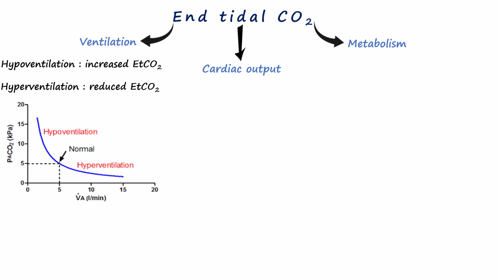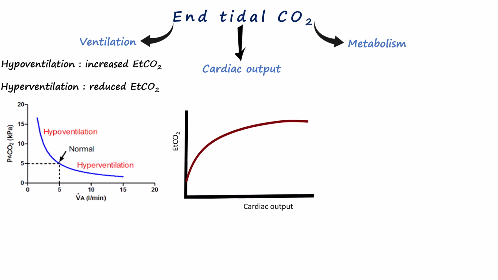Circulation, or more specifically cardiac output, affects how efficiently CO2 is transported from tissues to the lungs. If cardiac output is reduced, as in shock, cardiac arrest or severe heart failure, less CO2 is delivered to the alveoli for exhalation, resulting in a lower EtCO₂ reading. Conversely, a high cardiac output, as seen in states like fever, sepsis or exercise, increases the transport of CO2 to the lungs, which may raise EtCO₂ levels if ventilation remains unchanged.